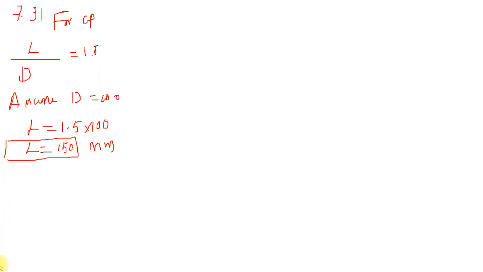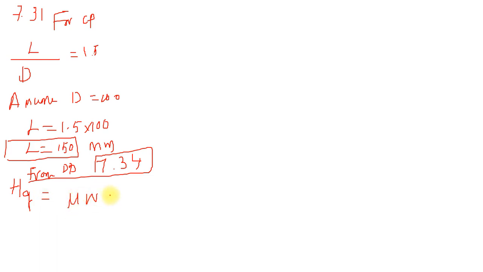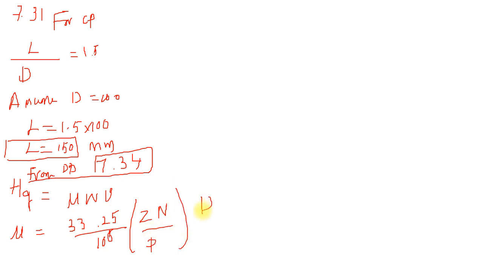Now what is required is I need to find out the heat generated. In order to find out the mass, I need heat generated and heat dissipated. You go to your data book, page number 7.34. From page number 7.34, I am taking this particular formula: heat generated is equal to mu into W into V. Similarly, from the same page number, I can write mu is equal to 33.25 divided by 10 to the power 8 into Zn divided by P into D by C plus K. So this is the formula.